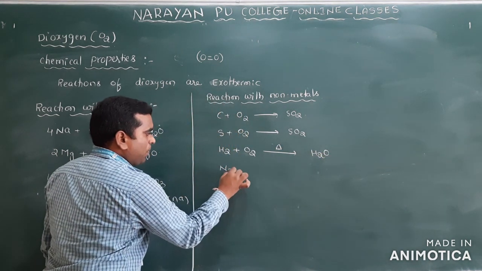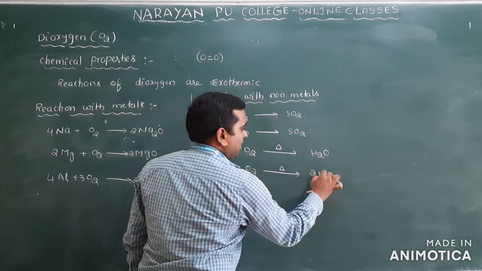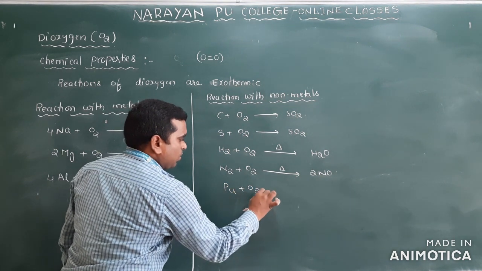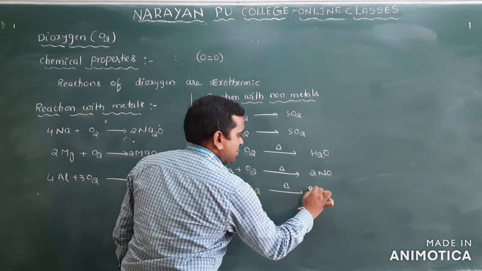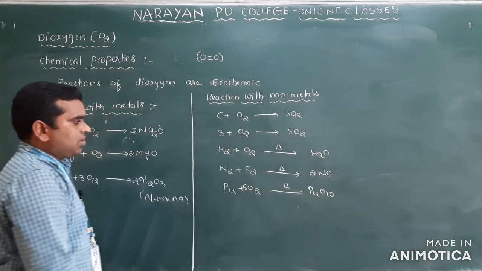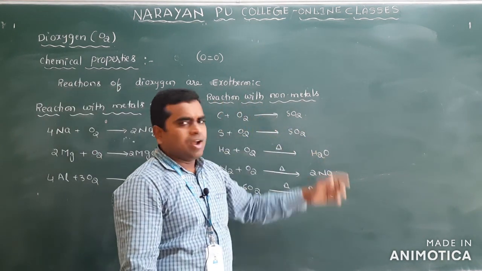And N2 plus O2 at very high temperature, you will get 2NO. And phosphorus plus oxygen, you will get phosphorus pentoxide. Take the 5. There are many more like this. All these are converted into their respective oxides.